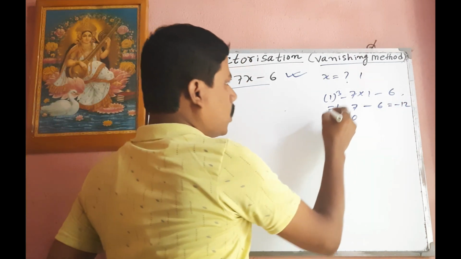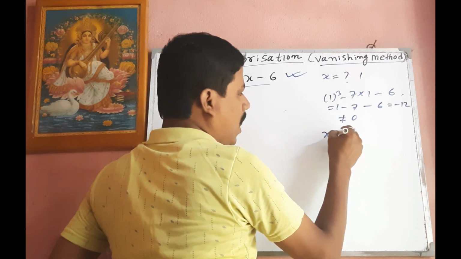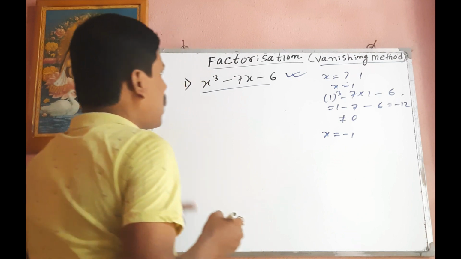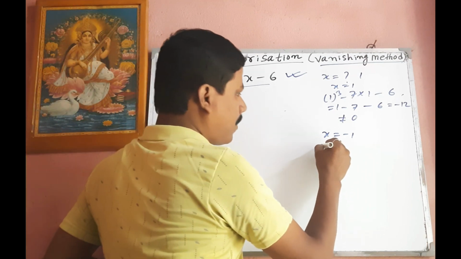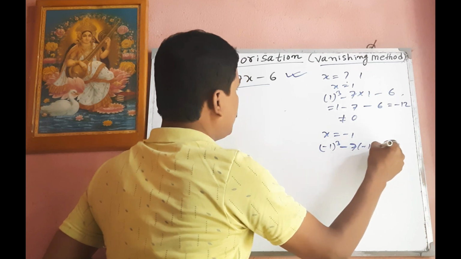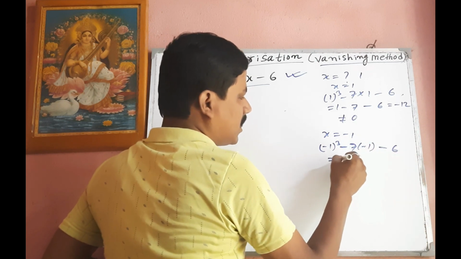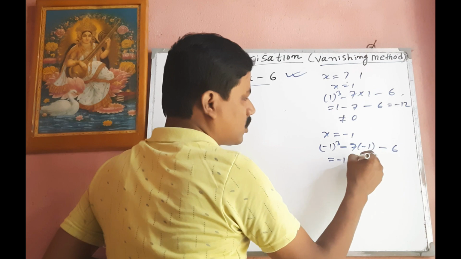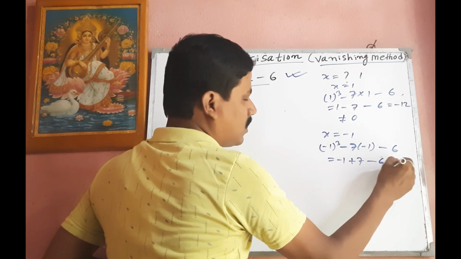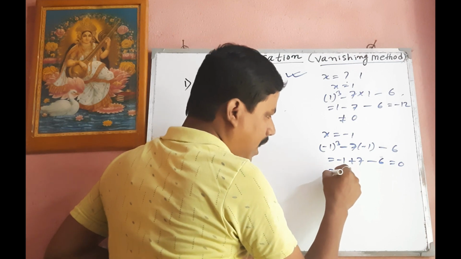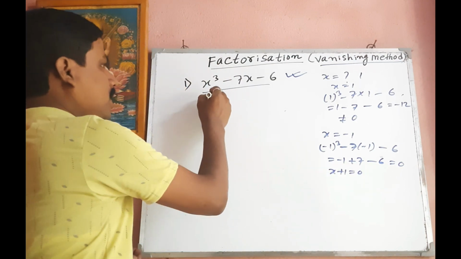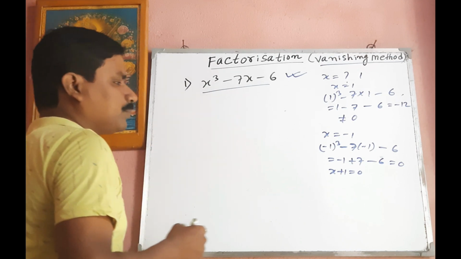Now when we put x is equal to minus 1, we get minus 1 cube minus 7 into minus 1 minus 6, that is minus 1 plus 7 minus 6. So this will be 0. So x plus 1 is one of the factors of the given expression.